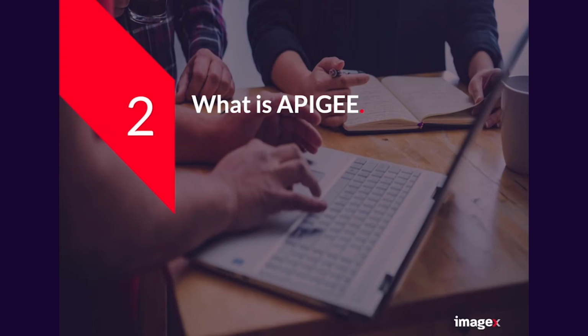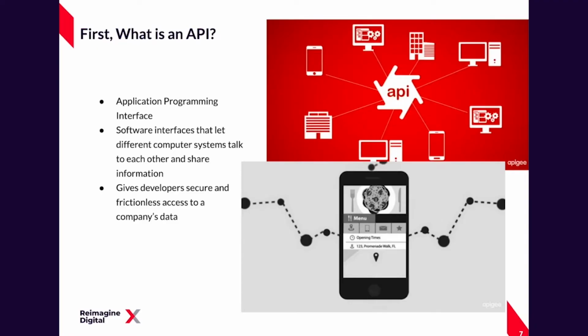First, let's talk about what exactly is Apigee. And firstly, what is an API? API stands for Application Programming Interface. It's essentially a software interface that lets different computer systems talk to each other and helps developers securely and easily communicate with various systems in order to construct applications.